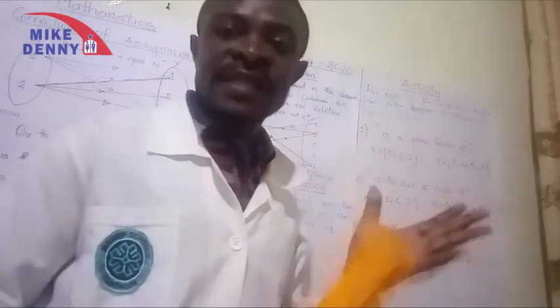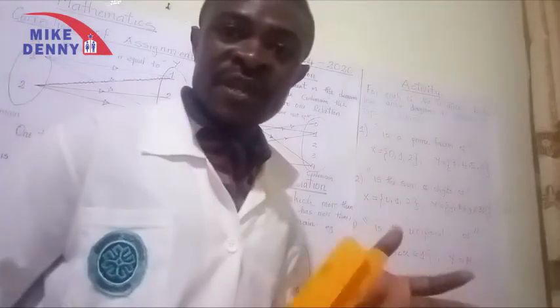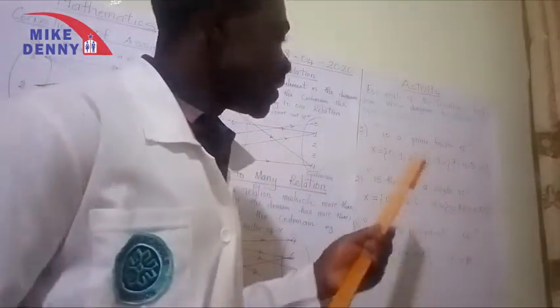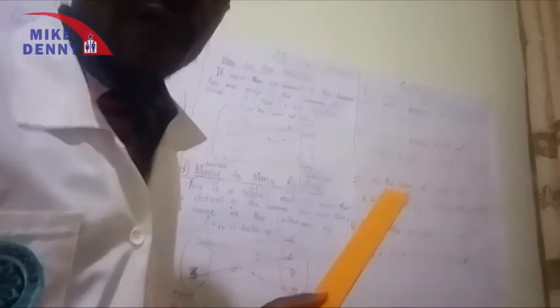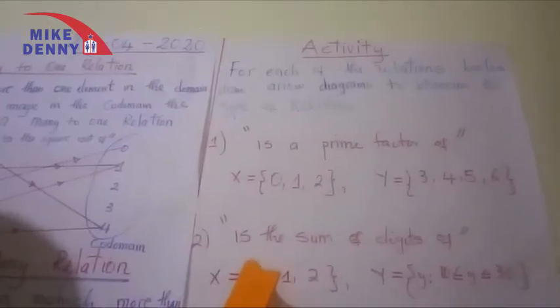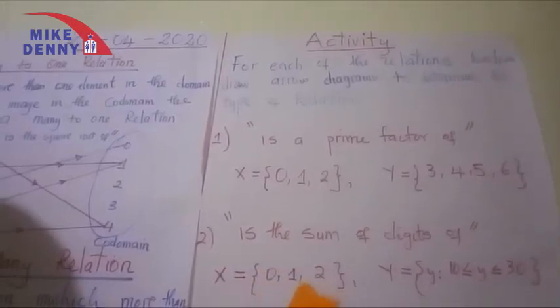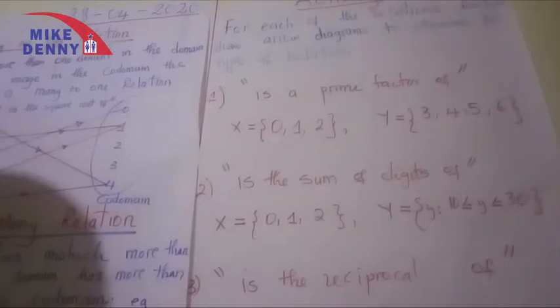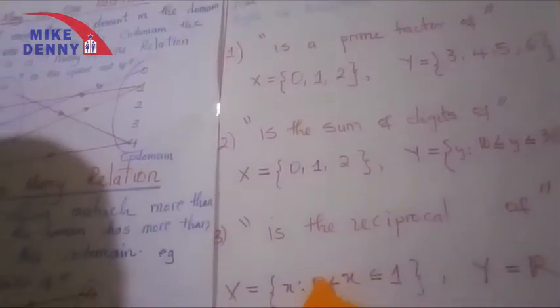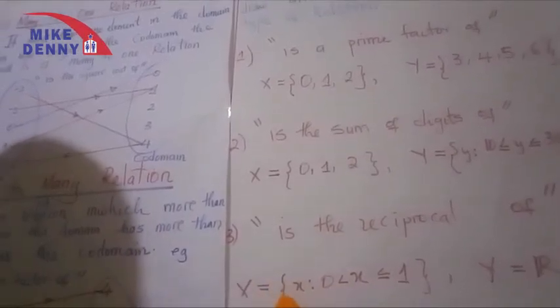So we are given just a set for a particular relation, and then you draw arrow diagrams and tell us the type of relation you are working with. The first one is "is a prime factor of". This is my relation. Then the second activity is "is the sum of digits of". You have the set x and the set y. And the last one is "is the reciprocal of". We have our set x and the set y.